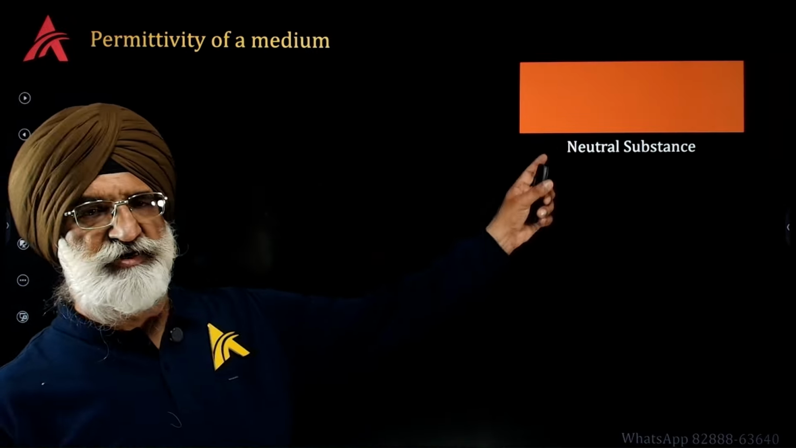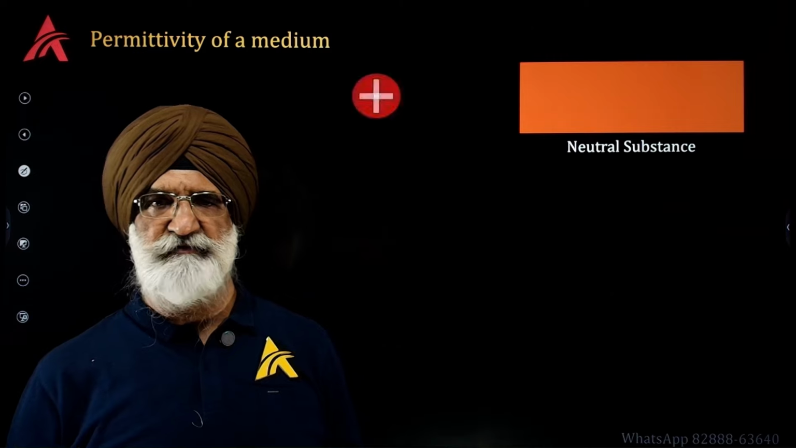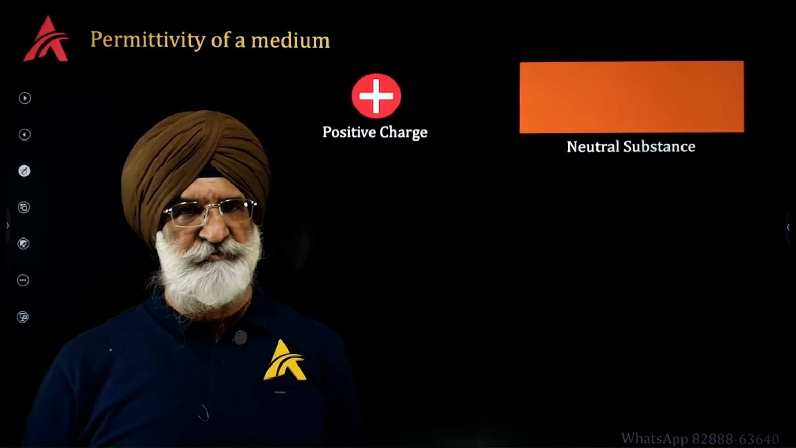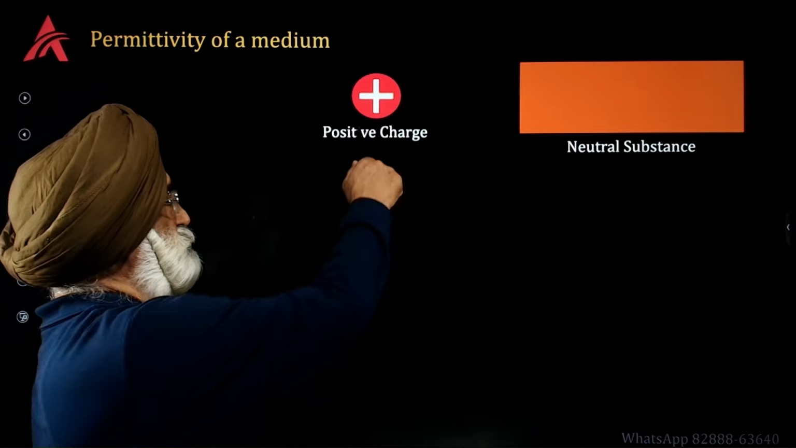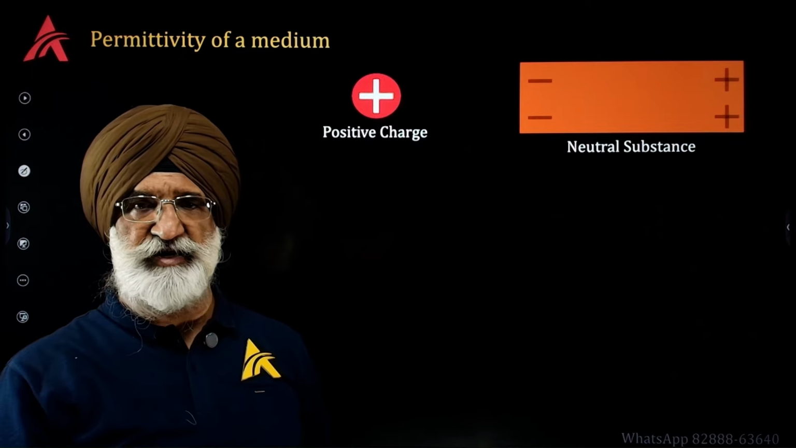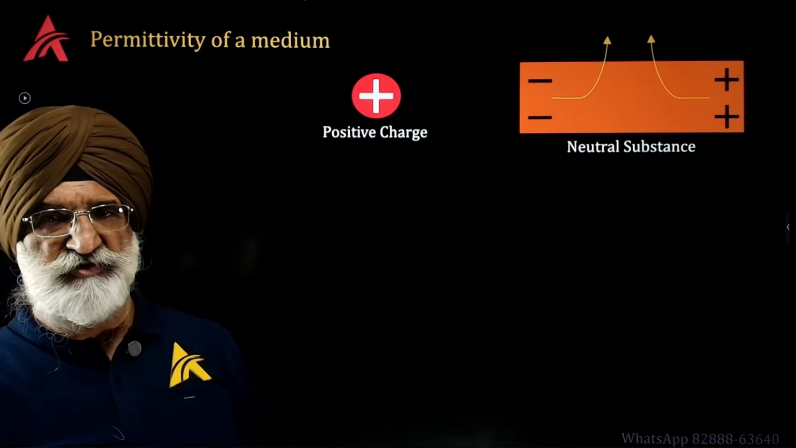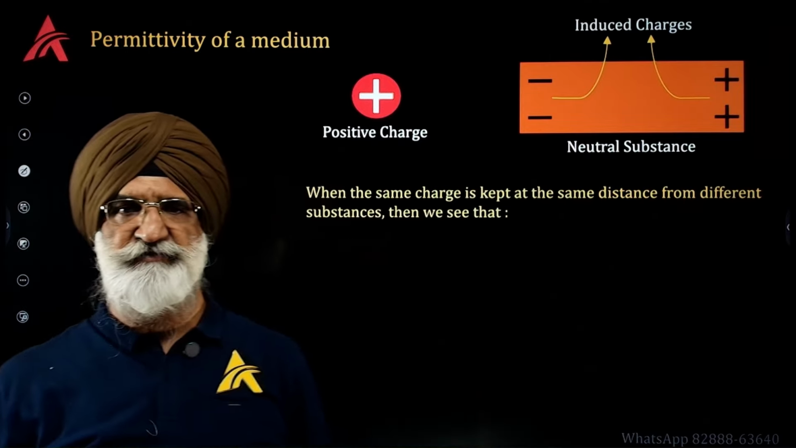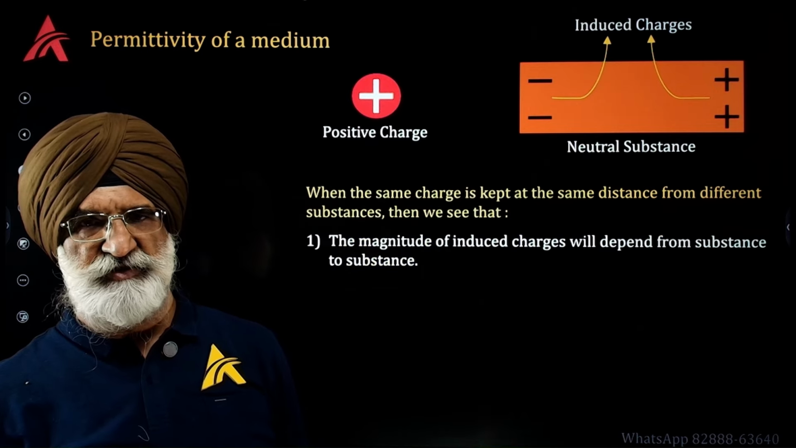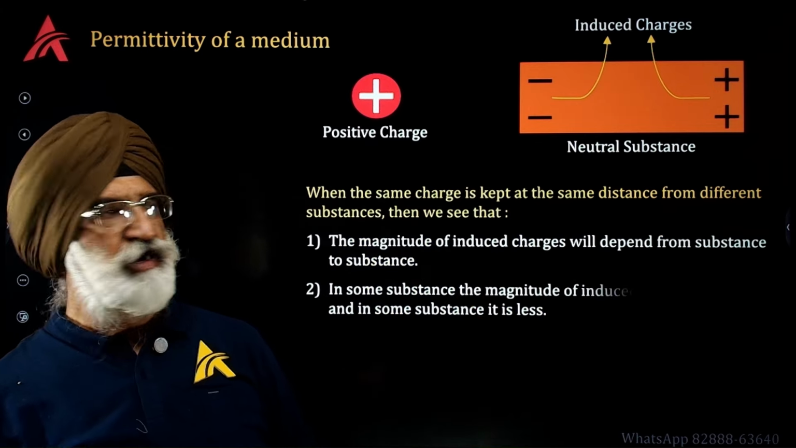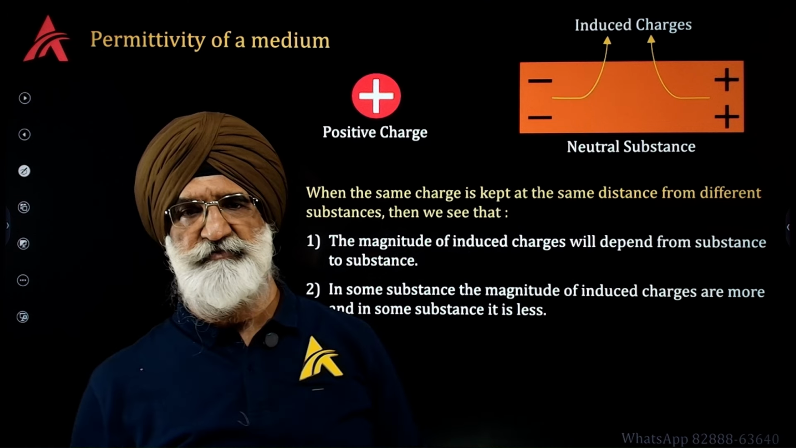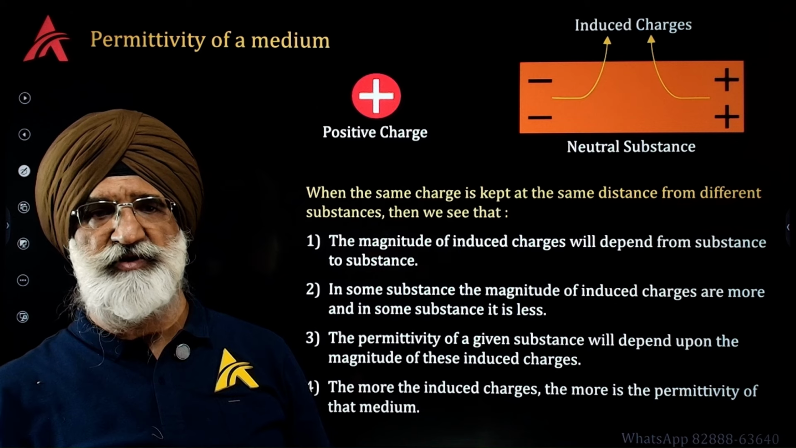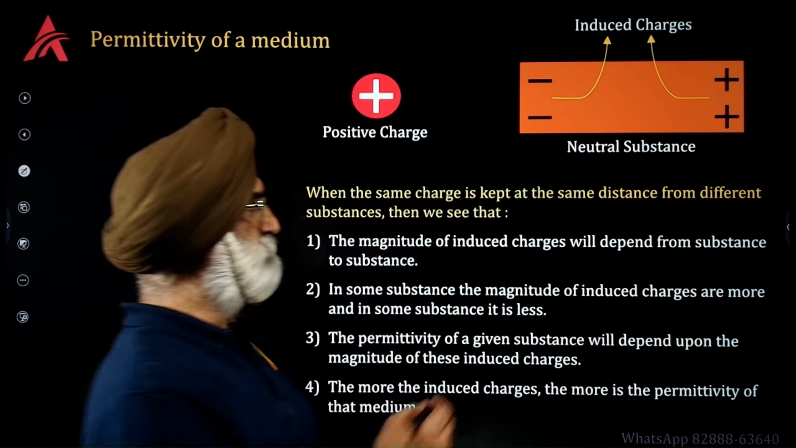Suppose there is a neutral substance and we are keeping a positive charge near to this neutral substance. Now because of the presence of this positive charge near to this neutral substance, some charges will appear on the surface of this substance. The charges which appear are called induced charges.